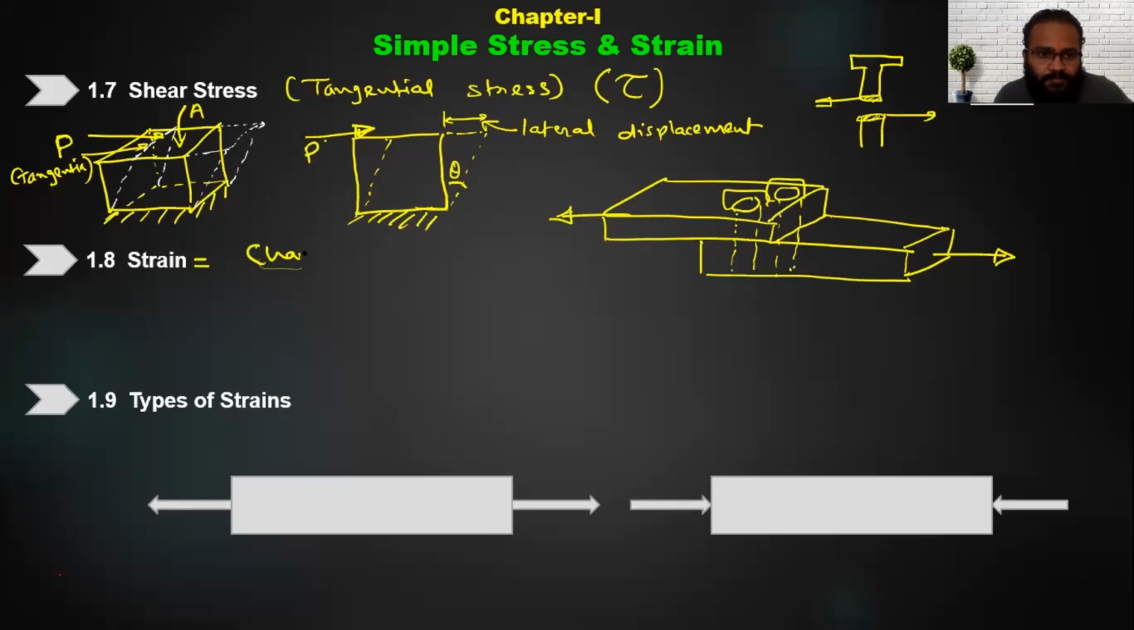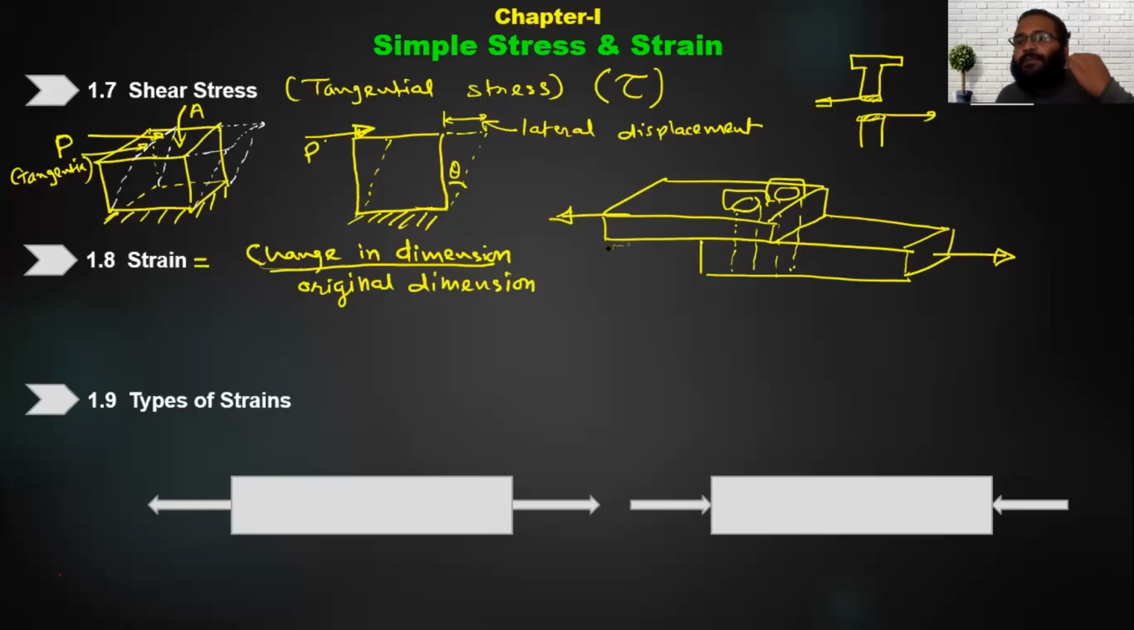The change in dimension upon the original dimension. So whatever force you apply, whatever the change in dimension is, if you compare it with the original value of that dimension, that gives you the strain. As you can see, it is dimension upon dimension, that means length upon length, area upon area, volume upon volume, so it is not going to have any unit. Therefore, it is a dimensionless quantity.